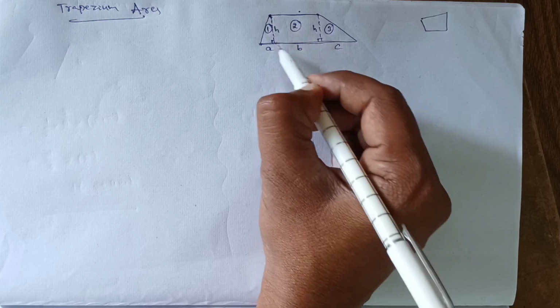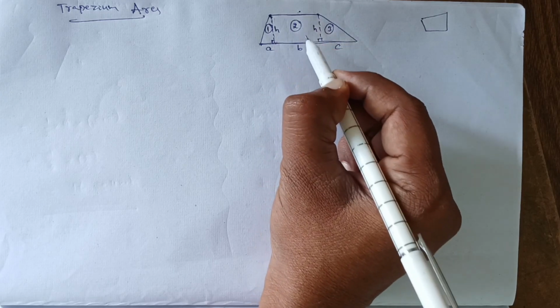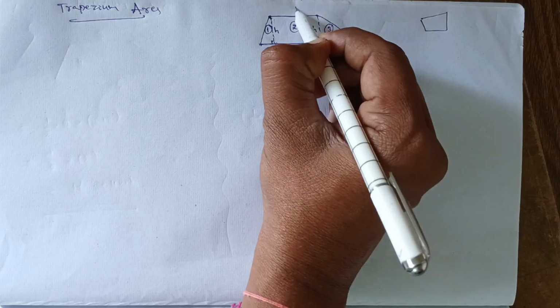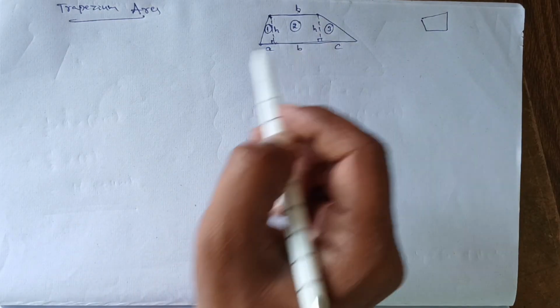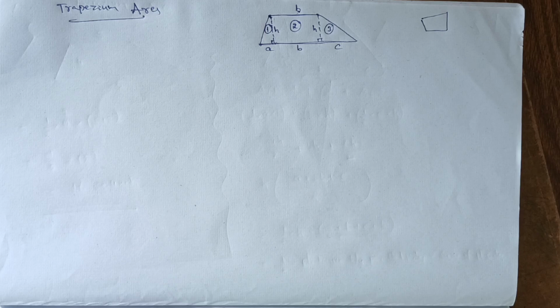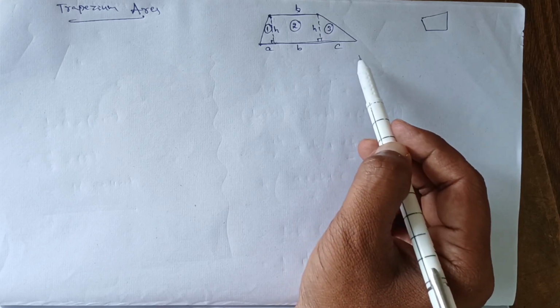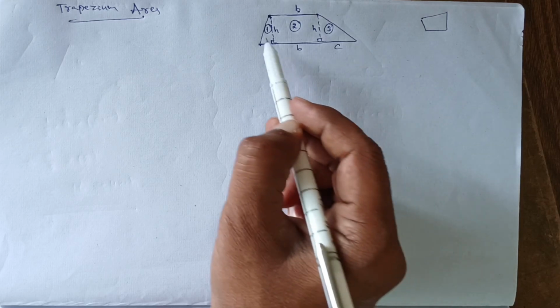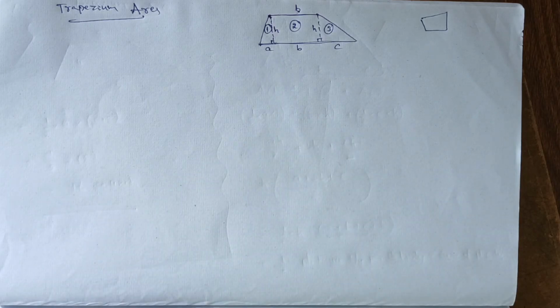Here we can observe that these two are perpendicular lines, so compulsorily this side is equal to this side. That means it is also b length only. These two lengths will be equal. So why did we divide it like this? Because we don't know the area formula of the trapezium, but we know the area formulas of the triangle and the rectangle. That's why we have divided the trapezium into different parts.